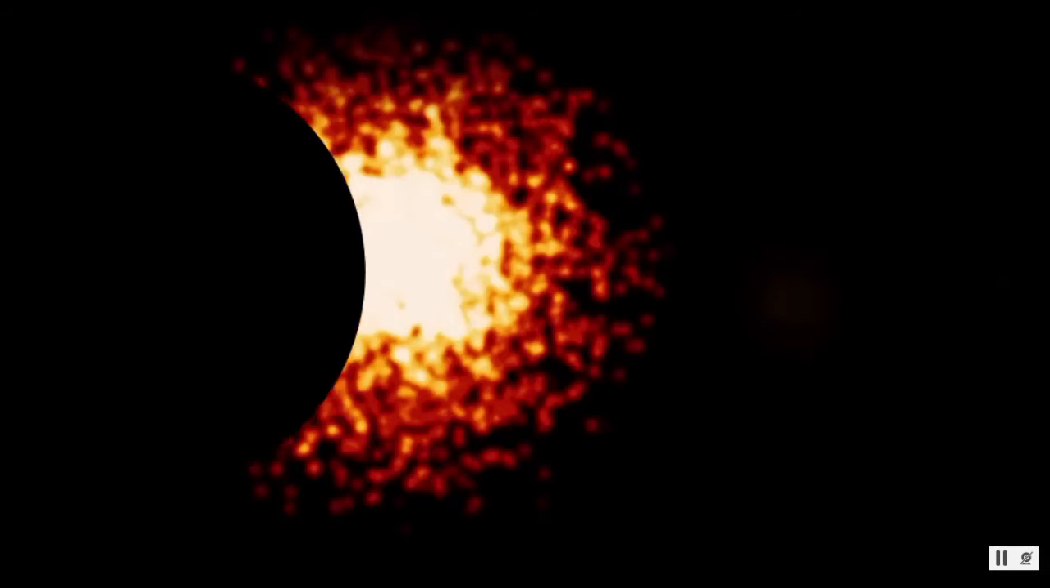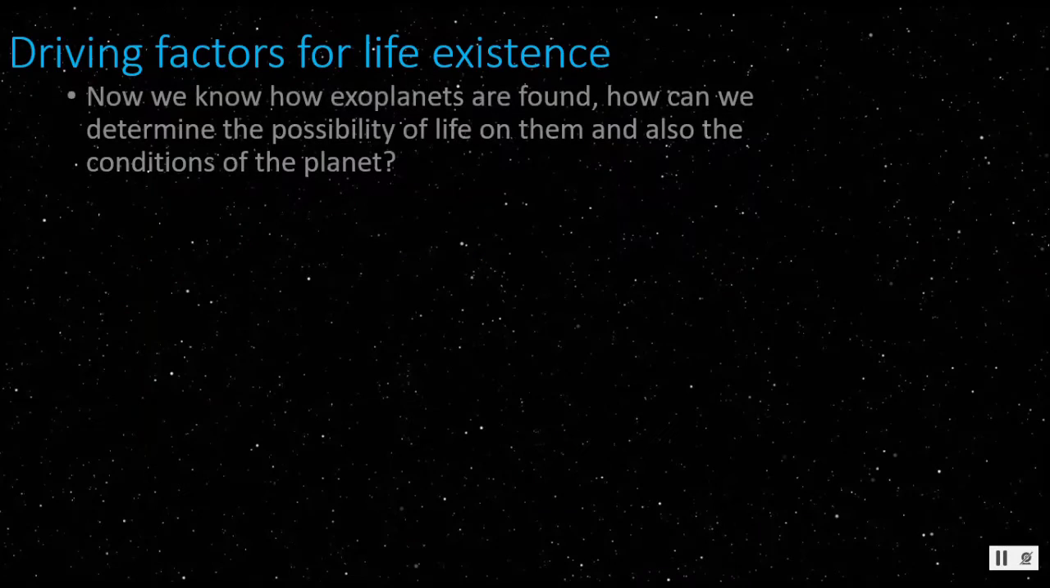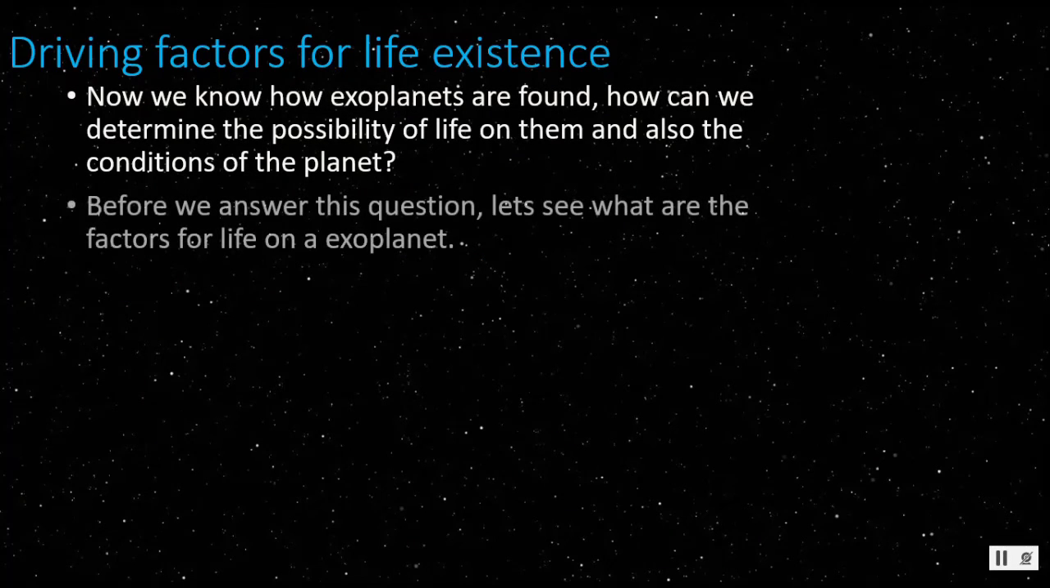Direct imaging. In this method, we try to take photos of exoplanets directly. As you may imagine, this is quite difficult, but we can do it by blocking the glare of stars, allowing us to see the objects that orbit them.